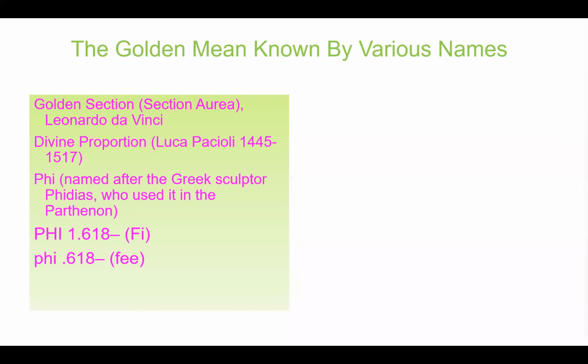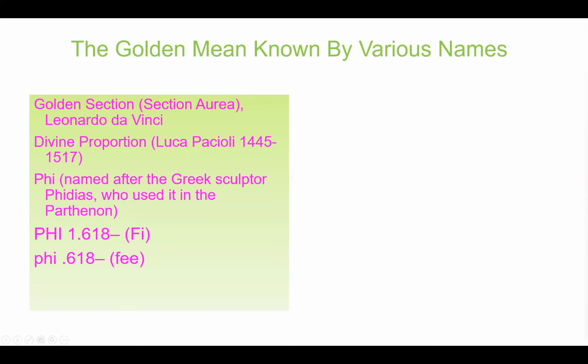Now, the golden mean, you've probably heard this term, is known by different names: the golden section, Leonardo da Vinci's divine proportion, Pacioli, and also the Greek sculptor Phidias. He also used the ratios in the Parthenon building that sits atop the Acropolis in Greece.